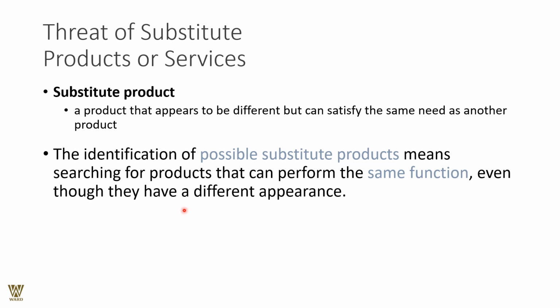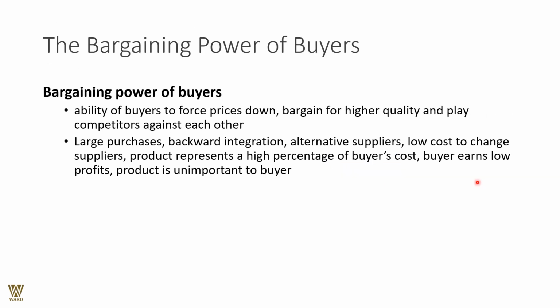The possible substitute means searching for products that can perform more or less the same functions, though they might have different appearances. Bargaining power of the buyers is what we are looking into: the ability of the buyers to force a price down. There are many industries which don't have many takers. For example, if I am trying to build rockets and spaceships, how many companies are going to buy rockets or satellites for that matter? You have to be very clear, very specific regarding those things, right?